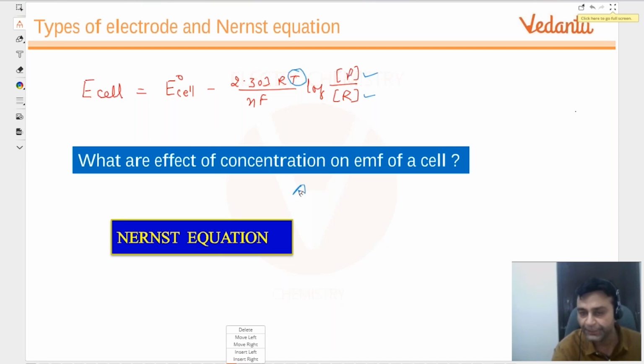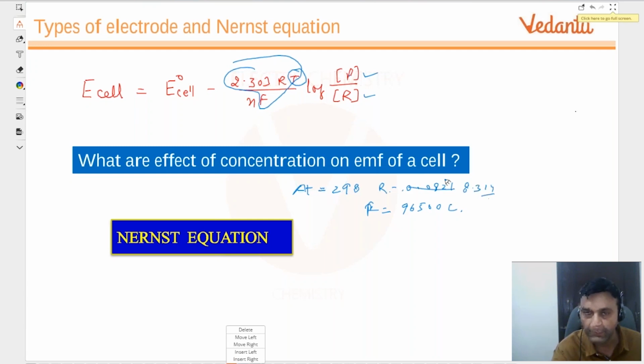If I fix the temperature and only change the concentration, I put the temperature here as 298 Kelvin. The R value, you know, is equal to 0.0821, and the F value is 96500 coulomb. The 2.303 is for standard conditions, right? Yes, 2.303. And for R you can also use 8.314.